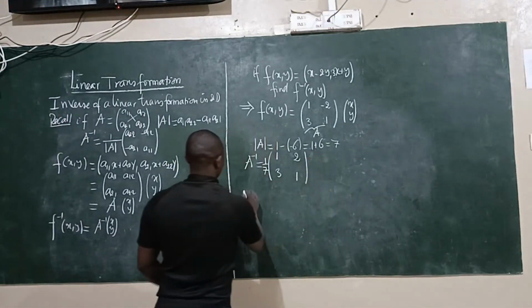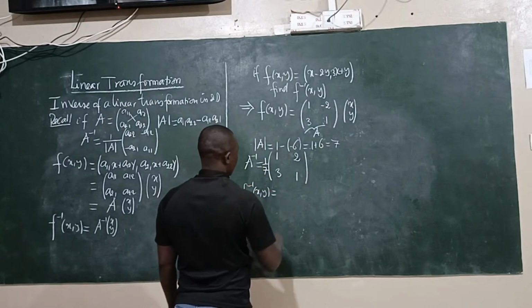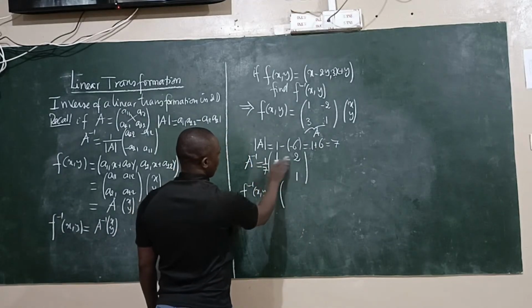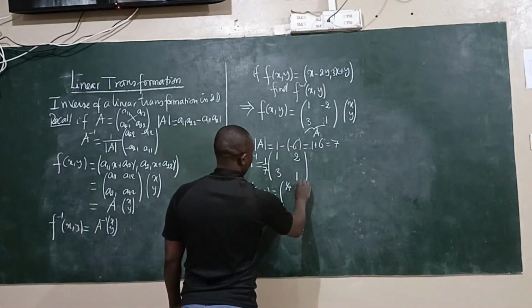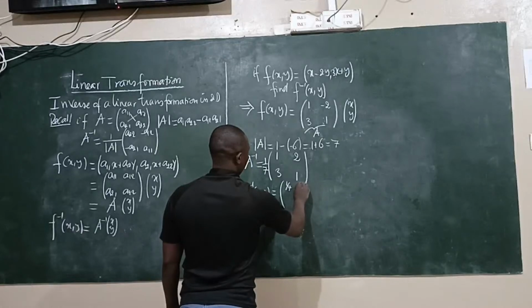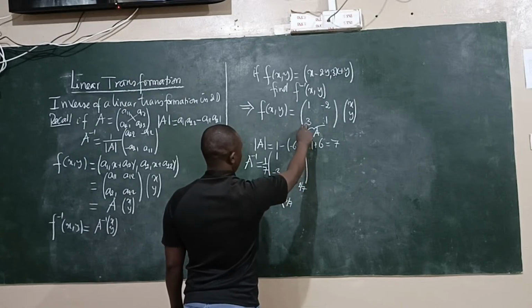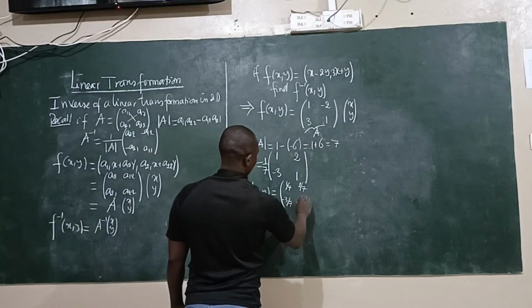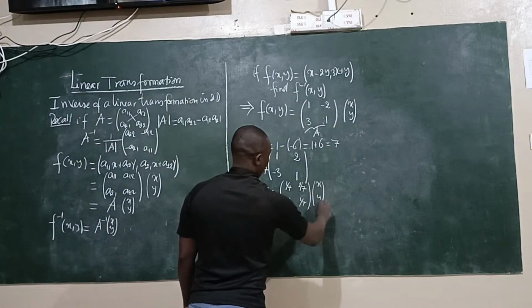That's it. So the inverse transformation will be given by, we take this 1/7 and multiply to the matrix. Here is 1/7, and here is 2/7. Here is 3/7. Is it only 3 or -3? Because here this changes the sign. Here is -3/7, and here is 1/7. Then we multiply x and y.